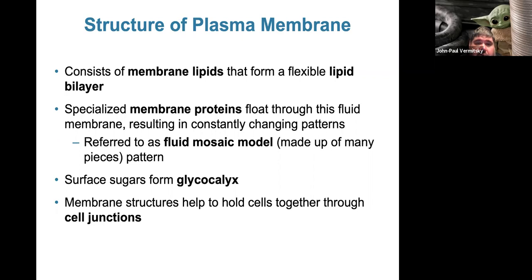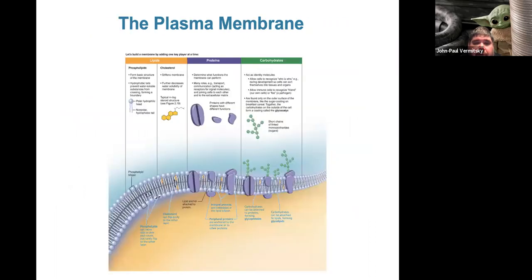So the structure of the plasma membrane consists of membrane lipids that form a flexible lipid bilayer. You'll also have specialized membrane proteins that float through this fluid membrane, resulting in constantly changing patterns. It's referred to as a fluid mosaic model made up of many pieces or pattern. You have surface sugars, which will form what's called a glycocalyx. And then you'll have membrane structures, which will help to hold the cells together through cell junctions.